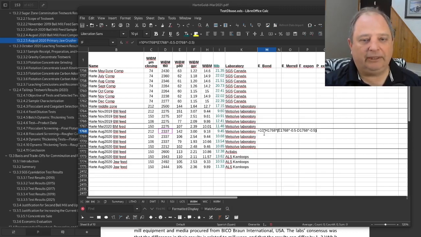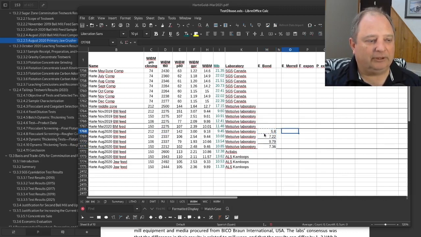So this is a shorthand equation that works for the Bond equation. And there's our set of data. We can do the same thing for the Morrell equations. I'll come back to that a little bit later.